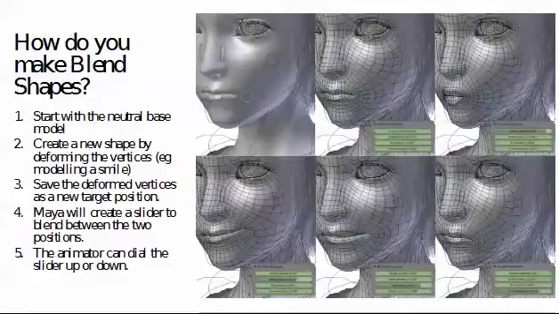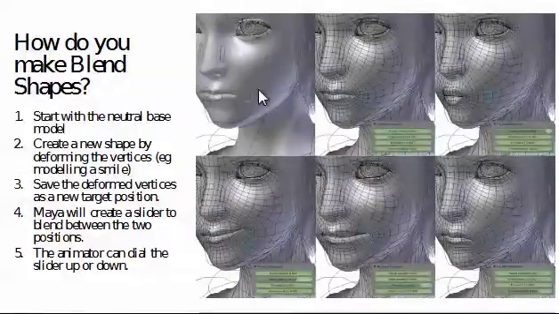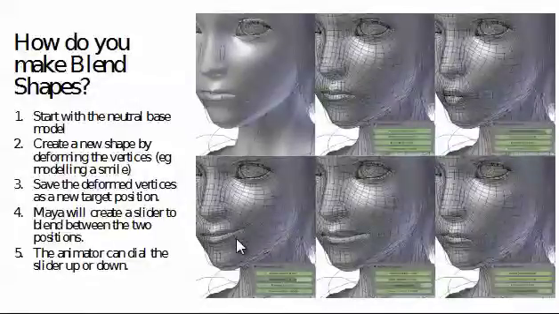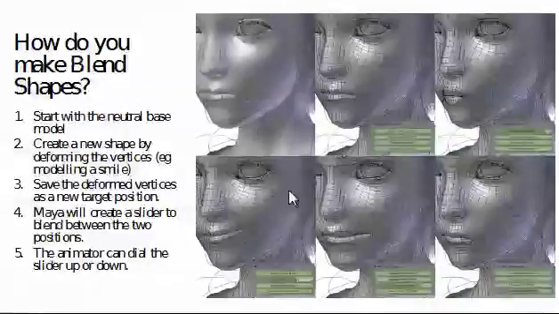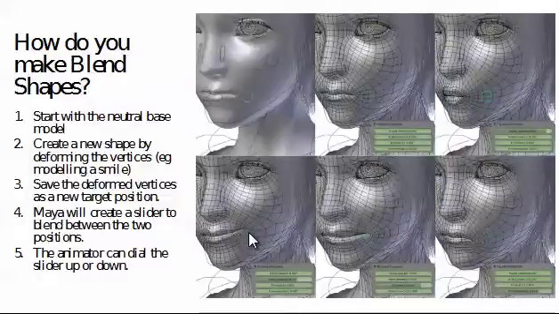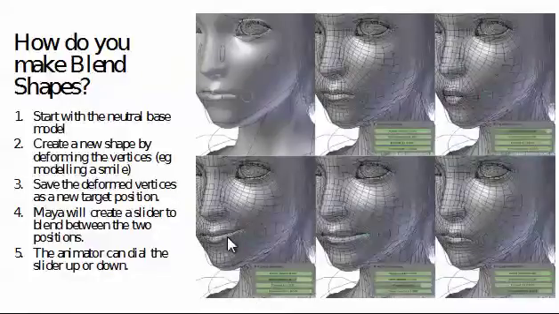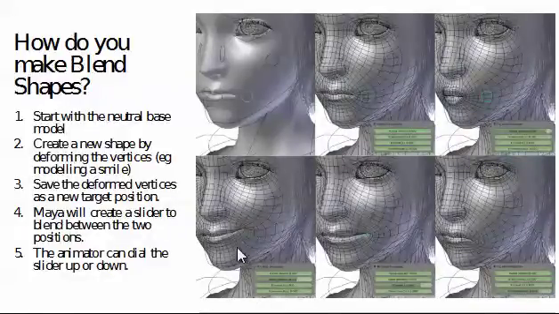So, how would we actually begin to make blend shapes? Well, we would start with a neutral base model. That would be this model here. Then you're going to create a new shape by deforming the vertices. Let's say we wanted to animate the smile here. The vertices on this mesh would be adjusted to create the smile. And that becomes the new target position. We then create a slider in Maya to blend between the base shape and the target position. And the animator decides how much to animate that slider, whether you want to take the slider to 10 or to 9 or to 8 or to 7 or whatever.